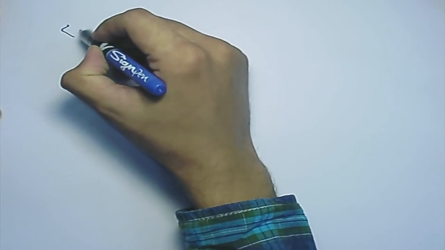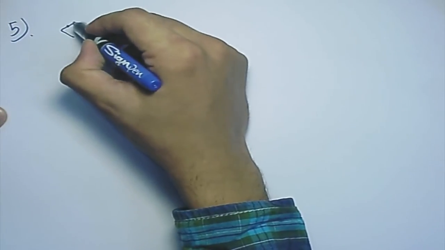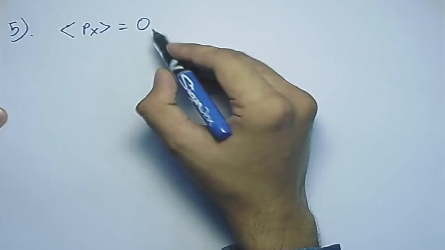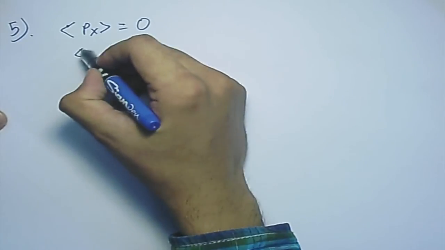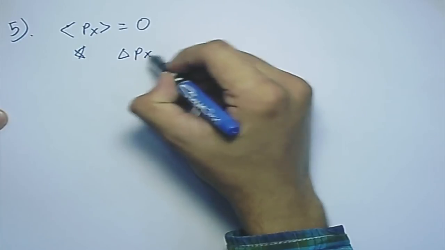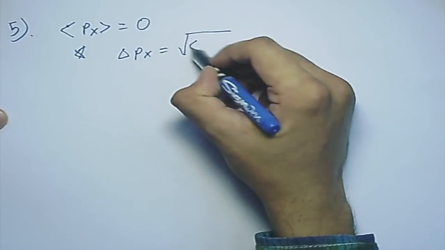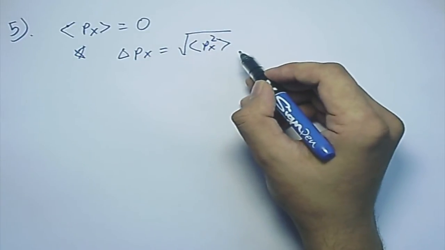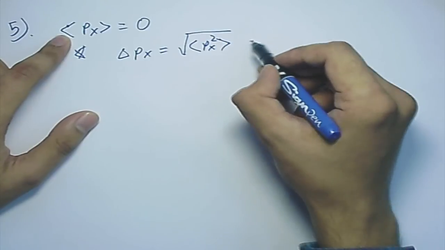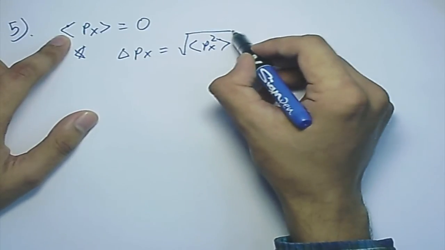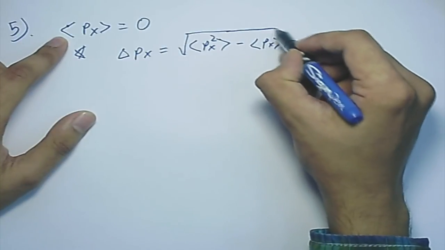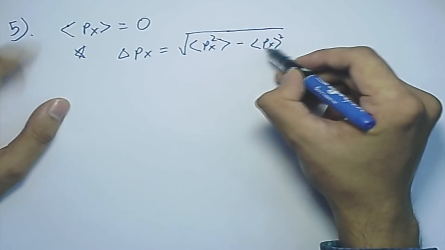So we are given, in problem 5, that the expectation value of momentum, or the average value, is 0. And the standard deviation in the momentum is given by the square root of the average value of p_x squared. Had this not been 0, we would have had another term here, the average of p_x, the whole squared. But since it's given as zero, we can just ignore this.